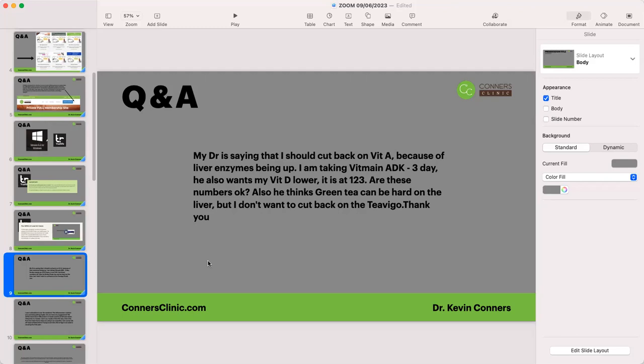Okay, first question. These are some of last week's questions. Since it didn't get recorded, my doctor is saying that I should cut back on vitamin A because my liver enzymes are going up. I'm taking the ADK 3 times a day, and he wants my vitamin D lower. It's at 123. Are these numbers okay? He also thinks green tea can be hard on the liver, but I don't want to cut back on the T-Vigo. Thank you.